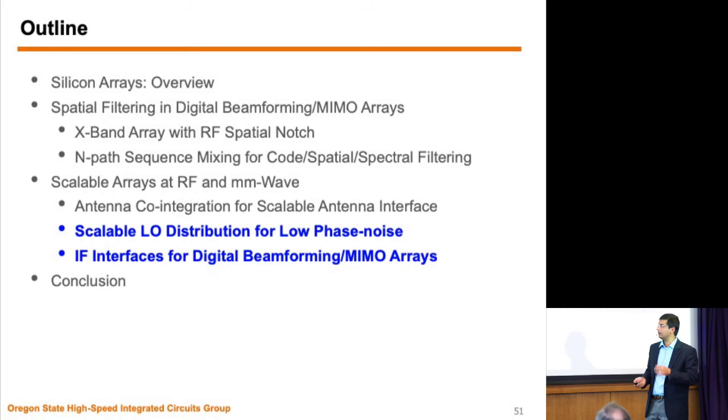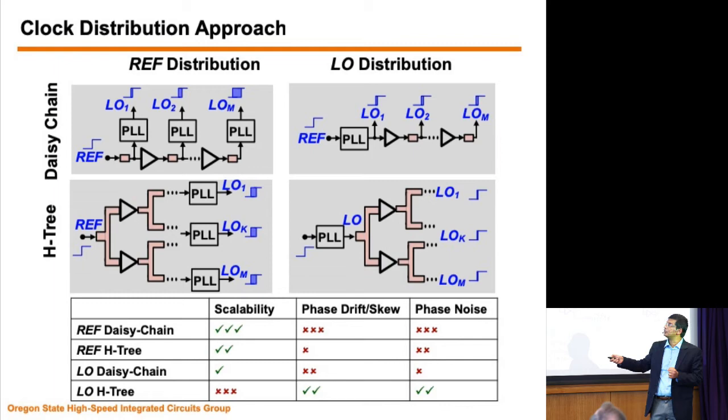Now, the other challenge is that I want all my array elements to be coherent. So I need to distribute an LO to them. Now, the standard way of distributing the LO would be to go with a reference, have a PLL in each element. But every time I go through a buffer, I add noise. So this is a daisy chain technique. I could think of an H-tree technique where I then distribute in an H-tree and then this noise is the same at each element.